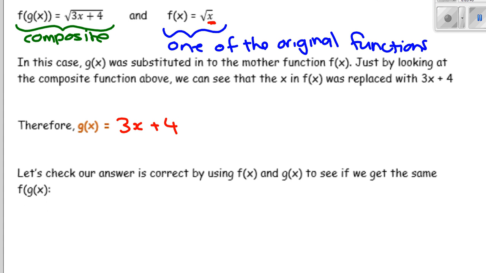I would always suggest double check your answer by then finding this composite f of g of x using your two originals, just as a backup method, just to verify, do we get this answer? Because that's a way, if you look at it and go, yeah, I think it's that, but I'm not sure, you could do this. I'm missing a bracket there, as you can see. Let's check our answer is correct by using f of x and g of x to find f of g of x.